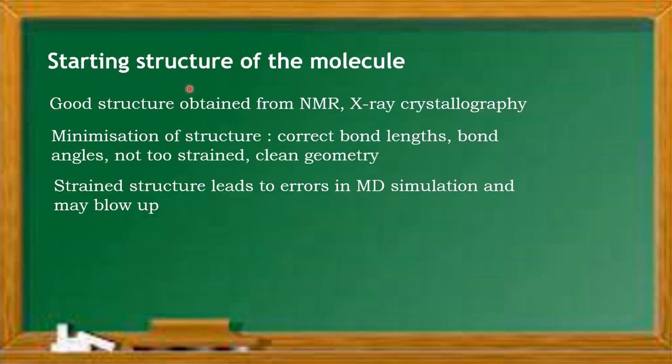Now coming to what is a starting structure for the molecule. In order to run a simulation, we need a good structure, which is obtained from NMR or X-ray crystallography. All these protein structures are available in the Protein Data Bank. You have to select a protein structure which has a good resolution, and after that you have to download that protein structure and minimize the structure.